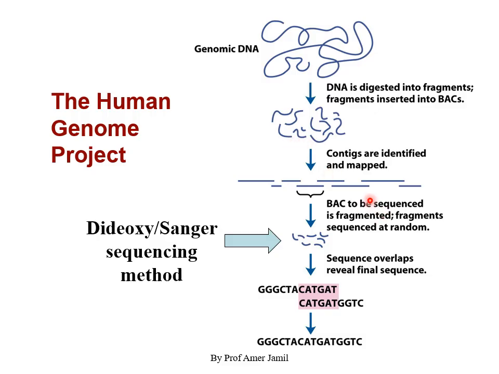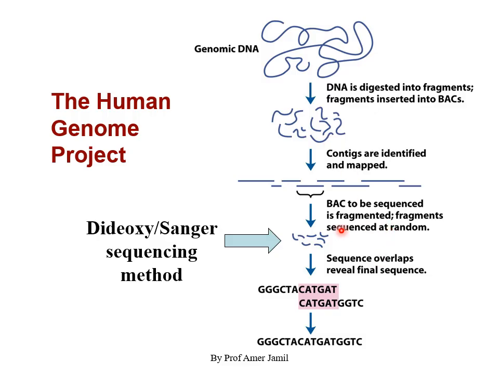But the technique we had for sequencing could only sequence a very short part of the DNA, like a few hundred nucleotides at one time, and this is called the dideoxy or Sanger sequencing method. So what they did was clone this into a bacterial artificial chromosome as a vector, transform it into bacterial cells, and then sequence these bacterial artificial chromosomes along with these inserts.